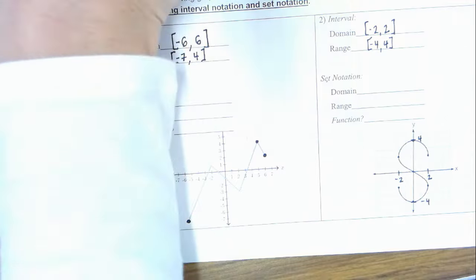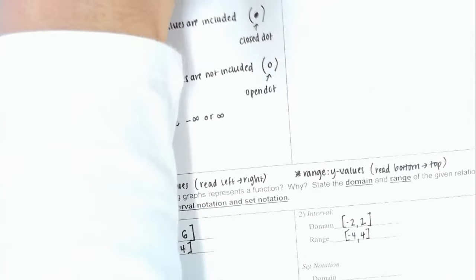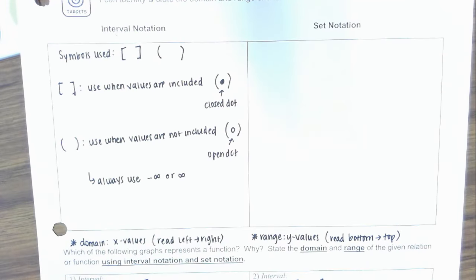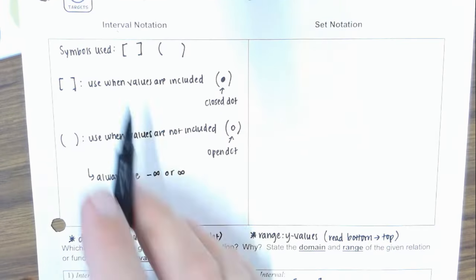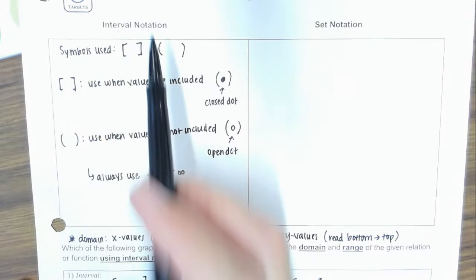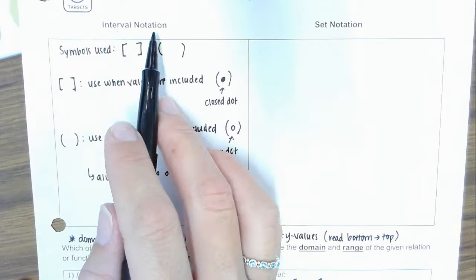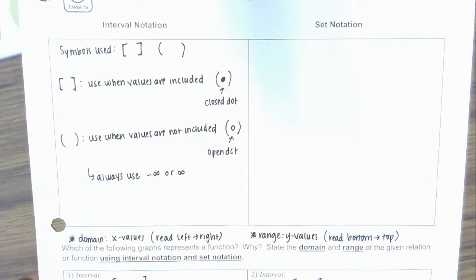I'll talk about set notation first, though, so I'll go back up to the top here. Set notation looks definitely different than the interval notation. I think some people think this one's a little bit harder to write. It's really up to you what you want to use, though. In pre-calculus and calculus, we generally work with interval notation. So I would definitely get comfortable using both, but generally I use interval notation.